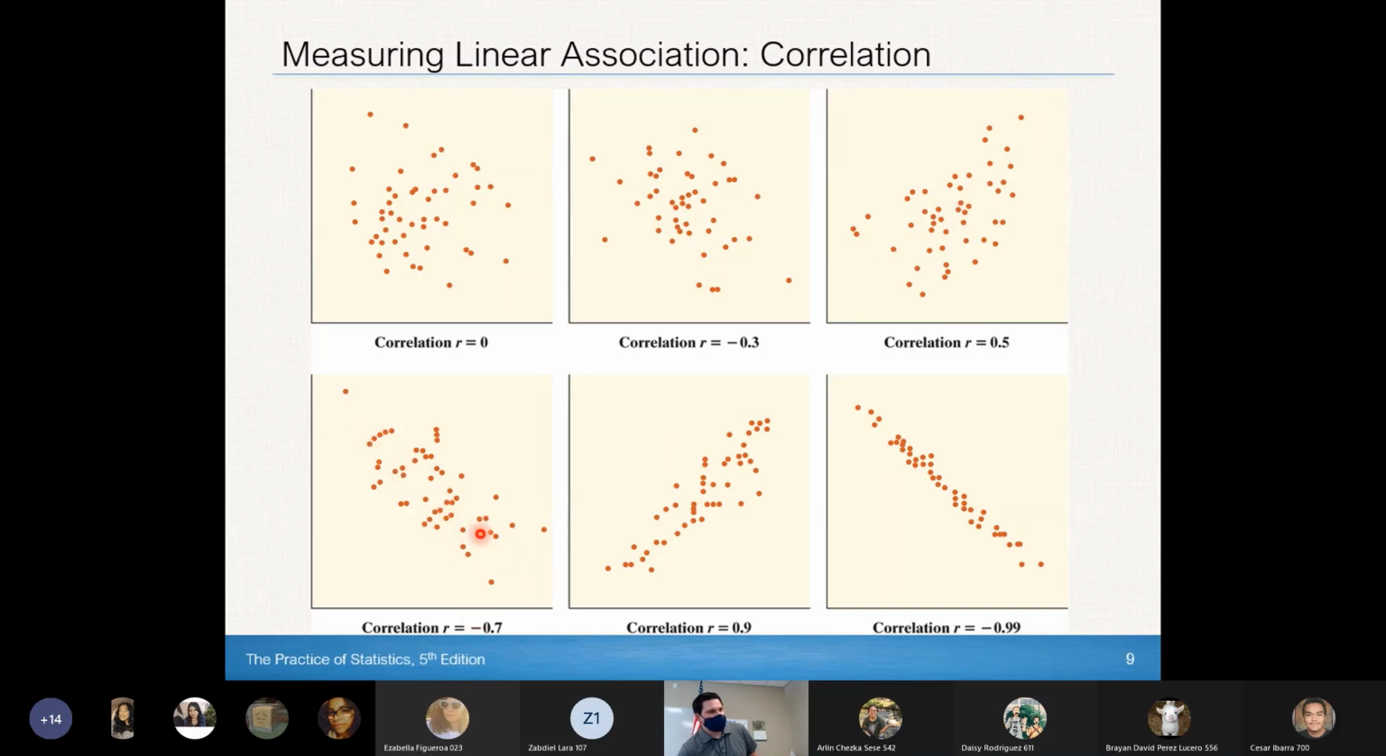-0.7, again negative slope. 0.9, this is a really good, strong correlation here. The points are closer together and look linear. Then we have -0.99. This is again a strong negative correlation. Points are very close together and very linear. So the less scattered the points are, the closer together they get, the closer the correlation should get to -1 or 1.